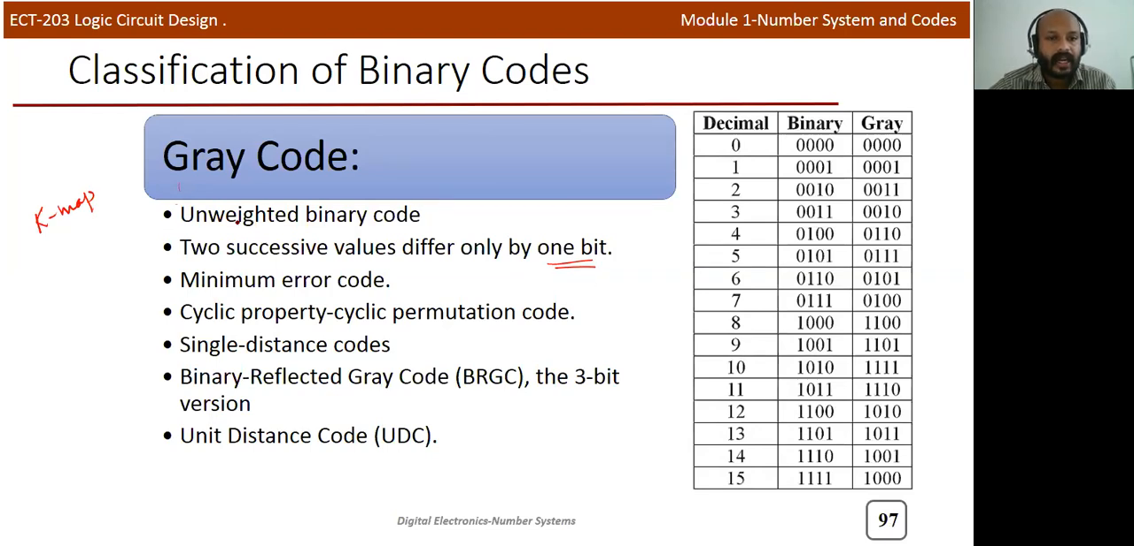Again, it's an unweighted binary code, and in many applications it is used as a minimum error code, and there is a cyclic property for this Gray code. Another name, as already mentioned because of the 1 bit change, is single distance code. It is also a binary reflected code, and another name we use is unit distance code. Here you can see a binary sequence and the corresponding Gray sequence.